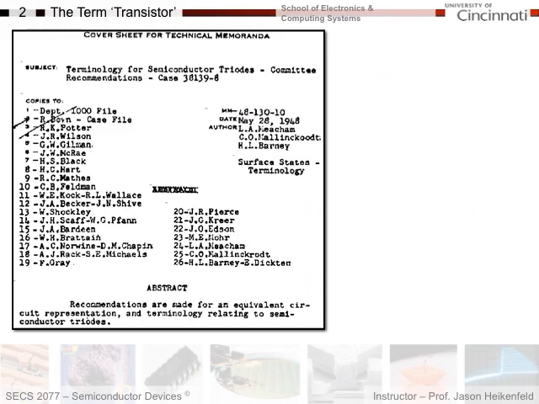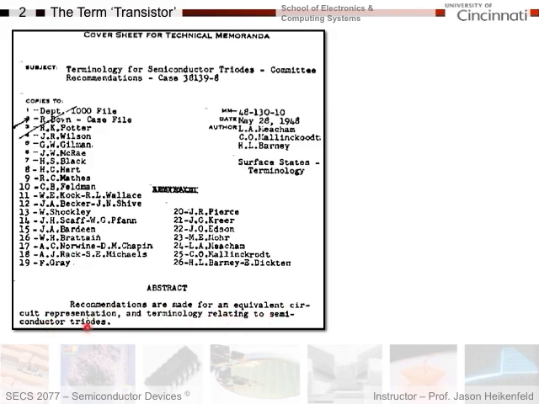Before we go into the BJT and how it works, let's look at some of the historical background in terms of why we have the name transistor. This is a memoranda that was passed around Bell Labs right after the technology was invented. You can see the date, May 28th, 1948. The subject of the memoranda was to get terminology for semiconductor triodes and to get committee recommendations. They asked all these folks, what are we going to call this new invention? It says here, recommendations are made for an equivalent circuit representation and terminology relating to semiconductor triodes.